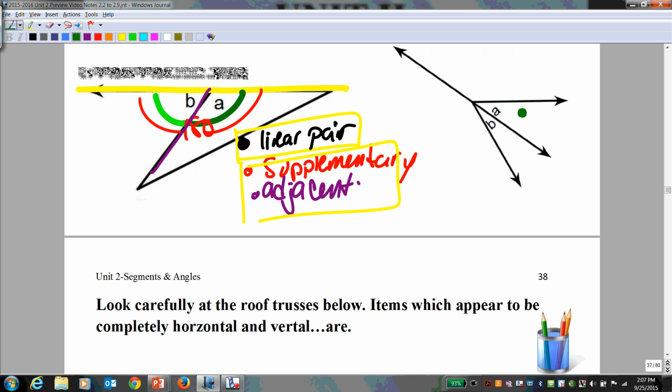Last one, A and B. They're definitely adjacent because they share a spine. And that's it. They're not complementary. They're not supplementary, nor are they a linear pair.